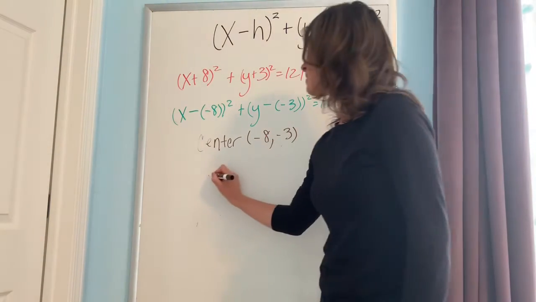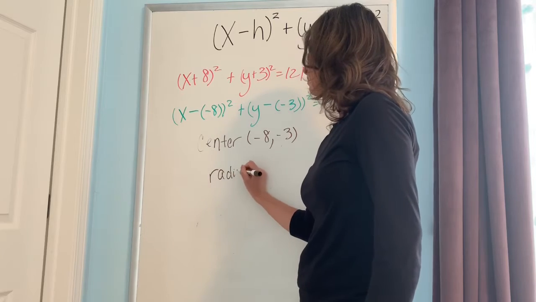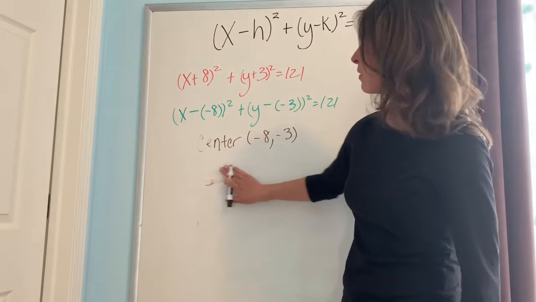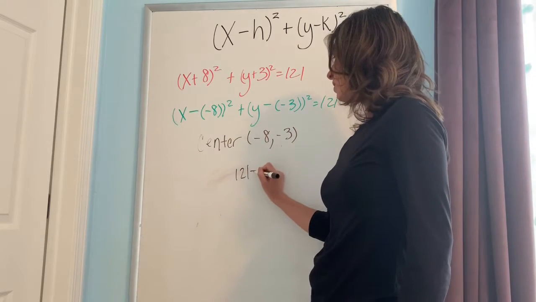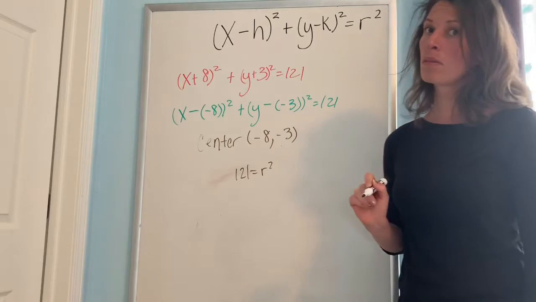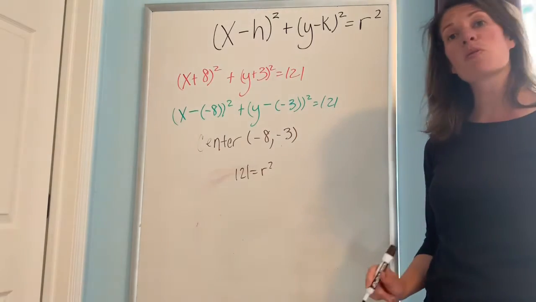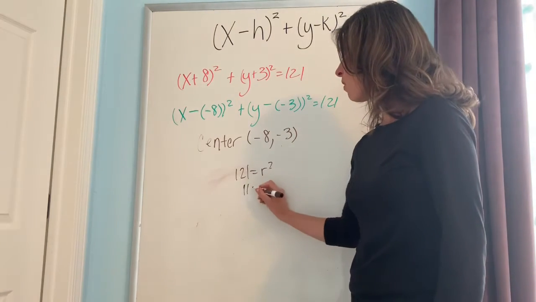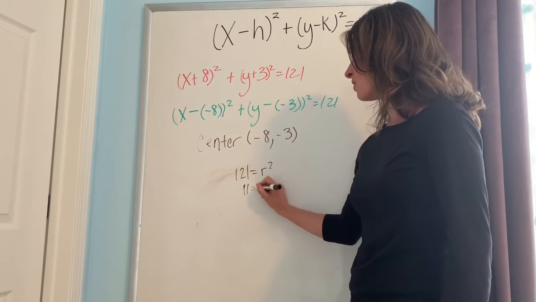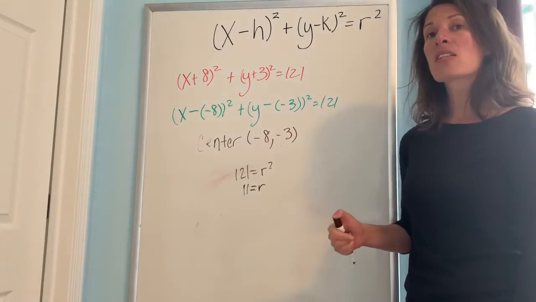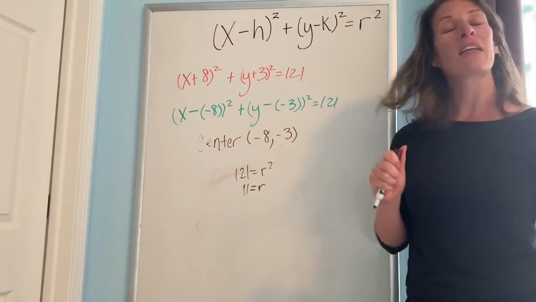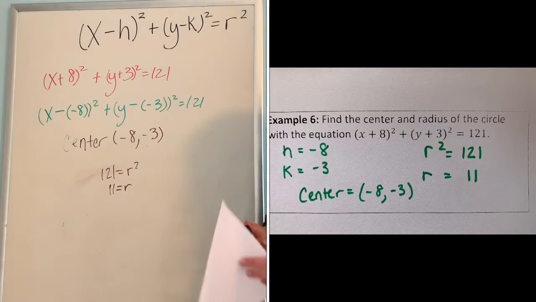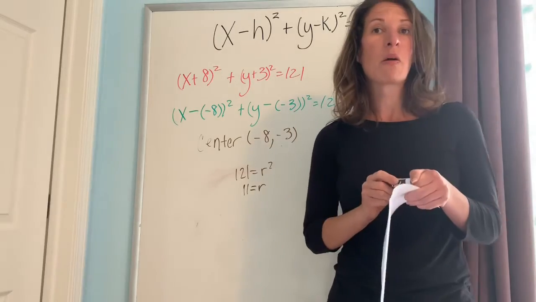And then my radius is equal to, really, let me rewrite it as 121 is equal to my radius squared. So I have to take the square root of 121 to find my radius. The square root of 121 is 11. So 11 is my radius. So when they asked for our center, we found it at negative 8, negative 3. And my radius is the square root of this number, which is the square root of 121, or 11.